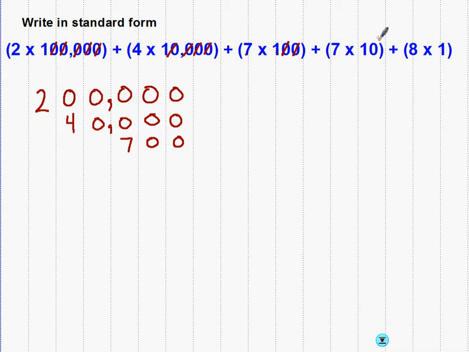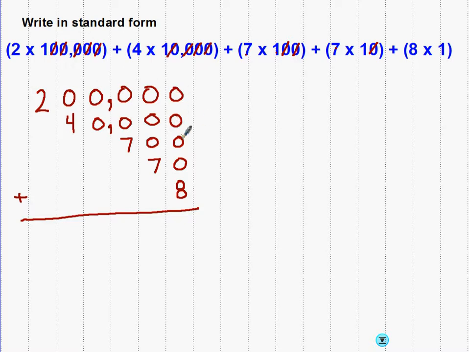Coming on over to the next part of the problem, 7 times 10, I have 1 zero, so we'll place that 0. And 7 times 1 is 7. And then finally I've got 8 times 1 is 8. We'll go right here. And now my problem is set up just like it was before.